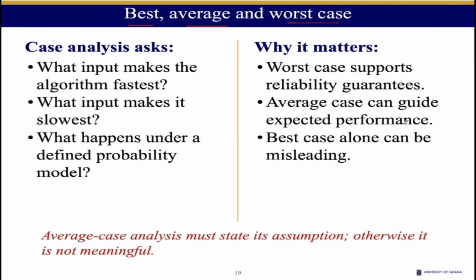For the case analysis, when you are asked, you have to always check what input makes the algorithm fastest, then what input makes it slowest, then what happens under a defined probability model. This is the case analysis to be able to know whether it's a best case, an average case, or a worst case. The reason why we need to understand is that worst case supports reliability guarantees, and average case guides expected performance, and best case alone can be misleading.